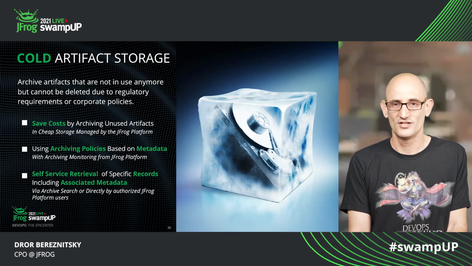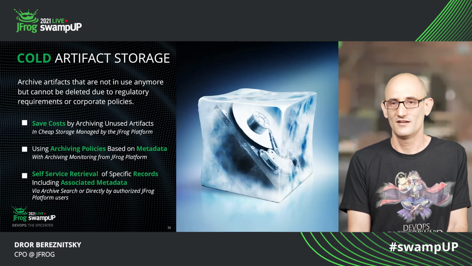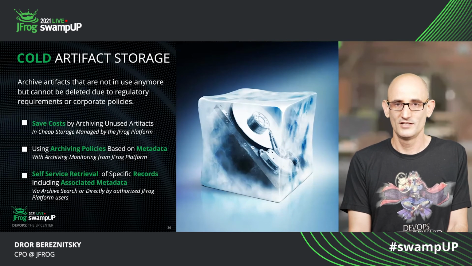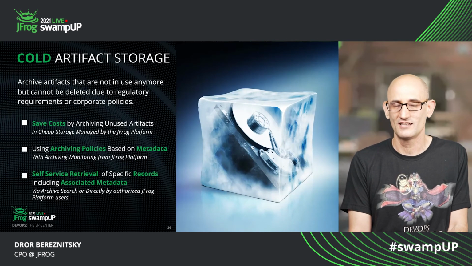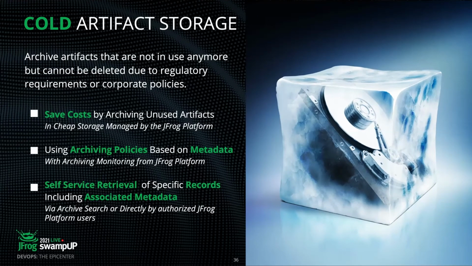And in order to tackle this challenge and allow you to automate the process of archiving artifacts, I'm very happy to share that we are introducing a new capability that's called artifact storage. This new capability will allow you to save costs by archiving unused artifacts for the longer term and storing them in cheaper storage solutions such as AWS Glacier or similar. You'll be able to define archiving policies leveraging the artifact metadata or any other rules that you want to use in order to identify which artifacts should be archived and when.